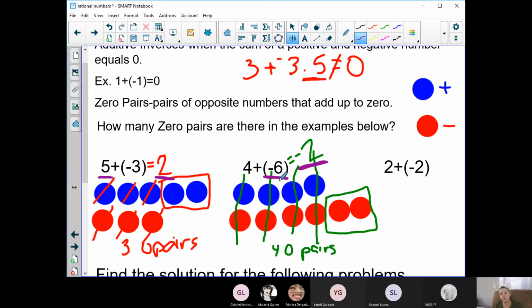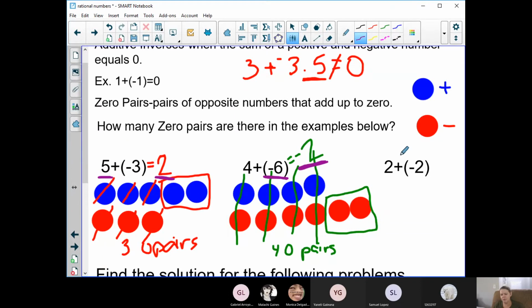So what I want you to notice as you're working through addition problems that have positive and negative numbers, whichever is the biggest, either the positive number or the negative number, that is going to be the sign that you use in the answer. So if the positive number is bigger, your answer is going to be positive. If the negative number is bigger, then your answer is going to be negative. Okay.